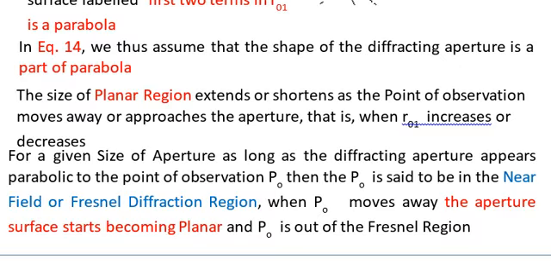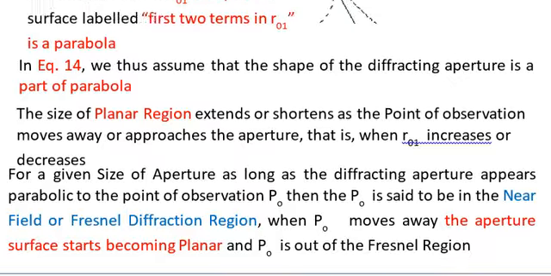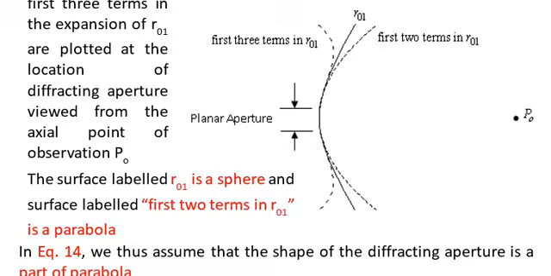For a given size of the aperture, as long as the diffracting aperture appears parabolic to the point of observation P0, then P0 is said to be in the linear field, in the near field or Fresnel diffraction region. When P0 moves away from the aperture surface, the surface starts becoming planar and P0 is out of the Fresnel region. So you see that we have very clearly explained that for the Fresnel region we have to have this curve in the parabolic path.